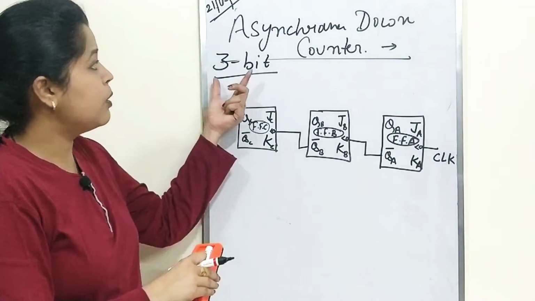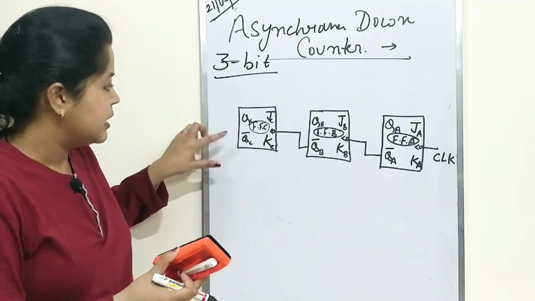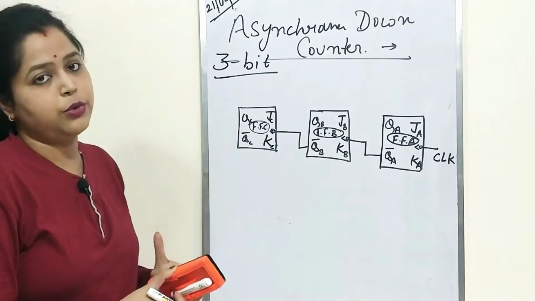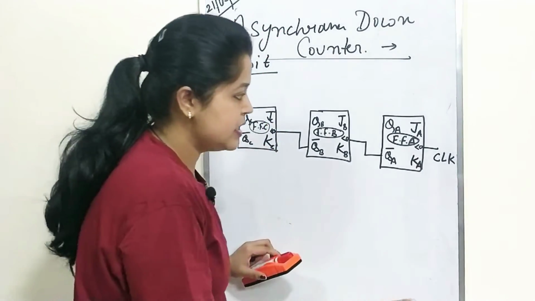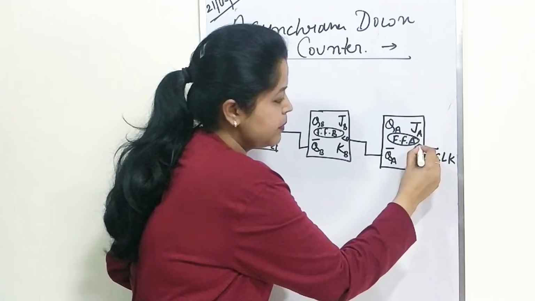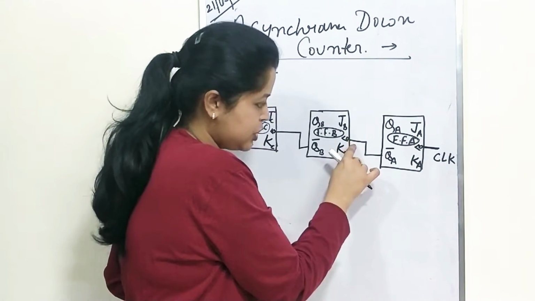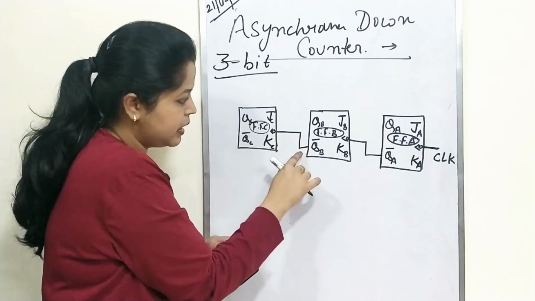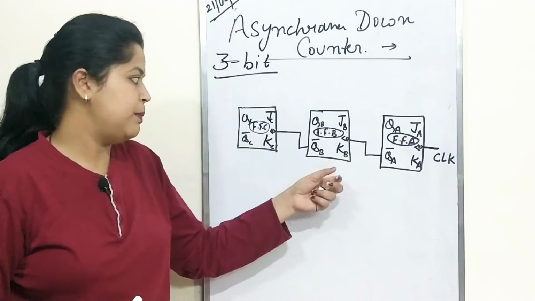If we have a 4-bit asynchronous down counter, then we go with 4 flip-flops, and the output of the third flip-flop will provide the clock to the fourth flip-flop. So I am again repeating the concept of asynchronous operation: only 1 clock pulse is applied directly here, while for this clock I am taking the output of this flip-flop, and for this clock I am taking the output of the second flip-flop. Fine. 3 flip-flops, flip-flop A, flip-flop B and flip-flop C.